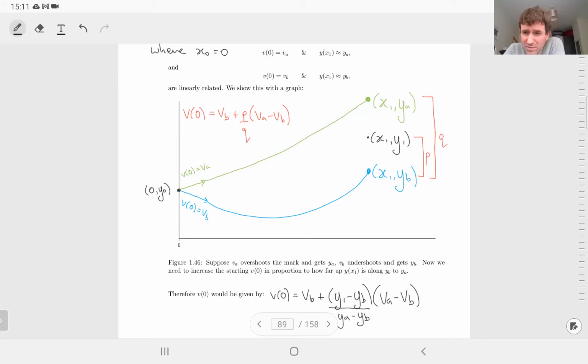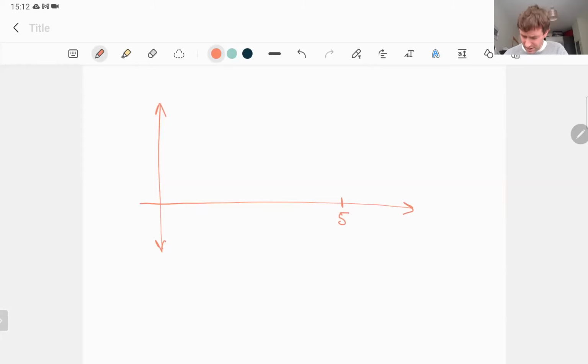All right, so let's put some hard numbers on this. Let's just make things very nice and easy. We're going from x equal to 0 to x equal to 5, and suppose the initial point is x equal to 0, y equal to 10. And then the point we're trying to hit, for argument's sake, is x equal to 5, y equal to 40. Okay, so we'll take two shots.